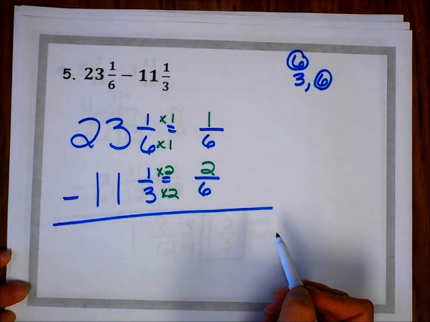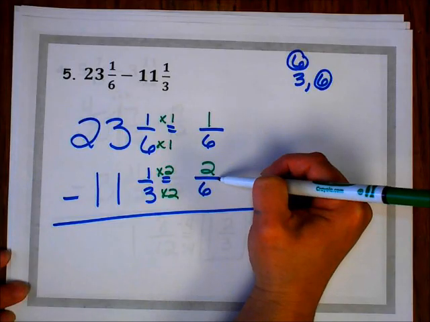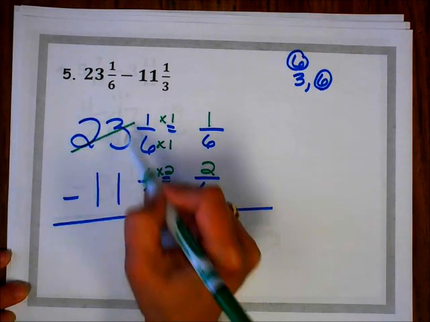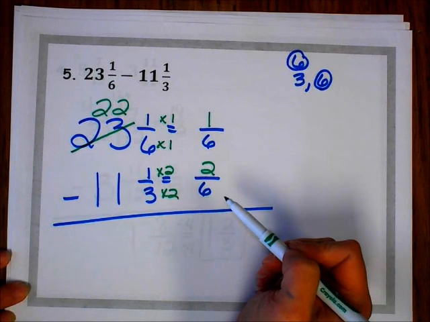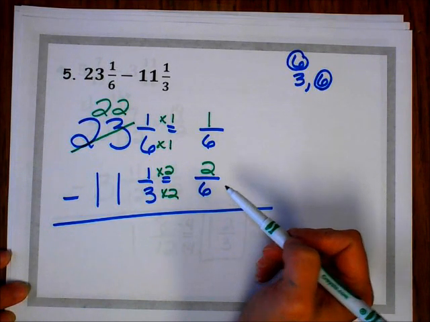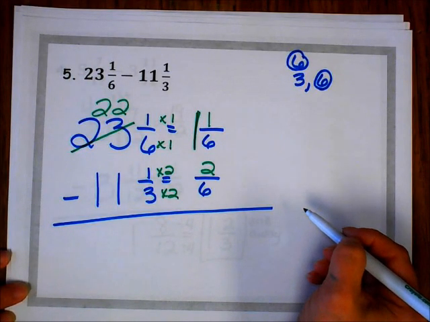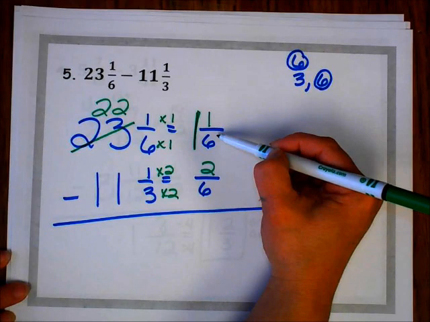Now let's see if we can subtract. Can we do 1/6 minus 2/6? No, we cannot. So we're going to have to borrow. So I borrow from the 23. It becomes a 22. I borrowed 1 whole, so I'm going to put that 1 whole in front of my 1/6.